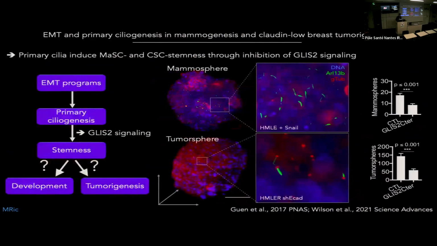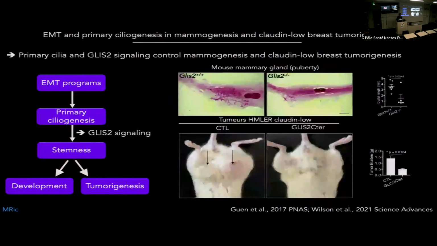So having defined that EMT-induced primary cilia and that the primary cilium-regulated GLIS2 signaling axis was super interesting to promote stemness, the key question was now, how does the primary cilium-dependent GLIS2 signaling axis control development and tumorigenesis within the mammary gland? Briefly, the answer is yes. The primary cilium-dependent GLIS2 signaling axis controls early mammary gland development and the formation of Claudin-low breast cancers.